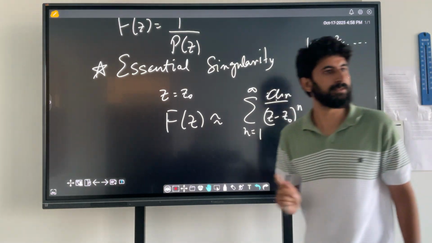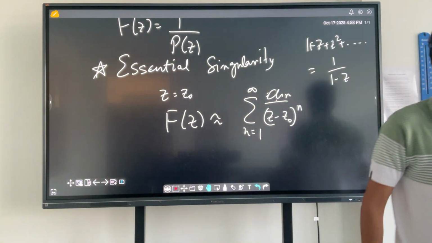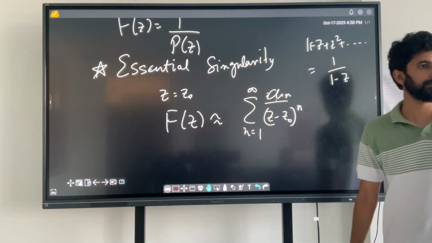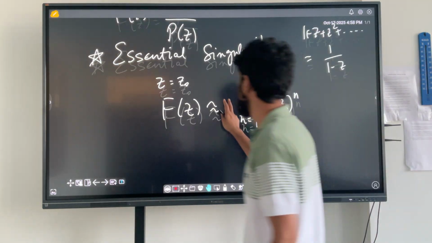So this infinite sum is a completely different thing, with the most erratic behavior. You won't be able to approximate properly. You have to take the infinite sum. It's called an essential singularity.